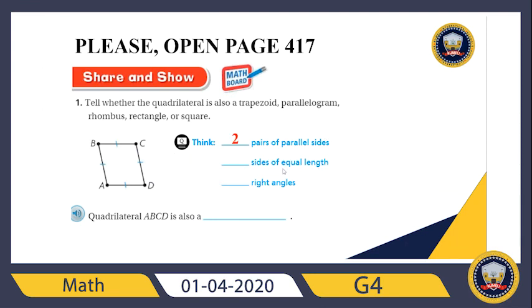What about equal lengths? I know line segment BC, line segment CD, line segment DA, and line segment AB all have equal lengths. So there are 4 sides of equal length. What about right angles? Can you see any right angles here? If there is a right angle, I need to see a square, right? So there is no square in the corner. So I can say 0 right angles. What can I say about this quadrilateral? This quadrilateral ABCD is a parallelogram and a rhombus. These are properties of a parallelogram and also of a rhombus. Okay?